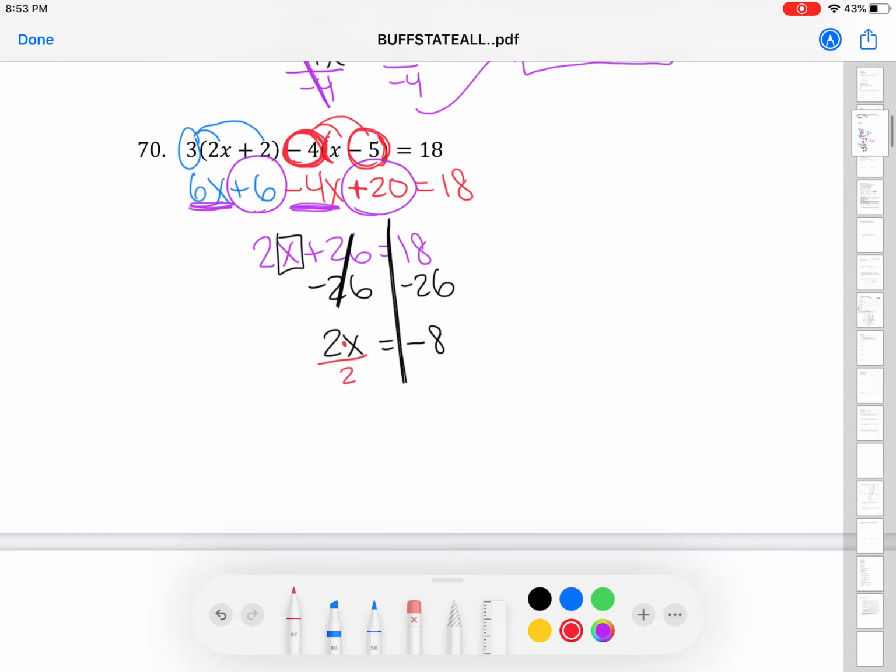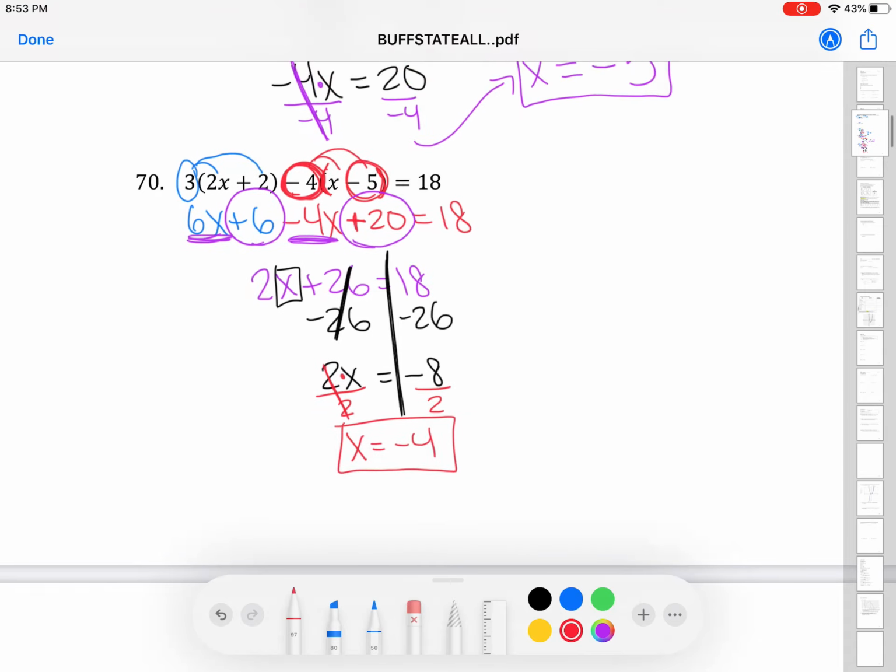So that 2x comes down. 18 minus 26 is a negative 8. Remember, use your calculator when you need to. X is being multiplied by 2, so I divide both sides by 2 to undo that multiplication, and I get that x equals negative 4.